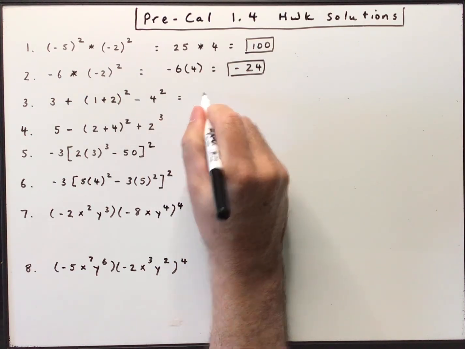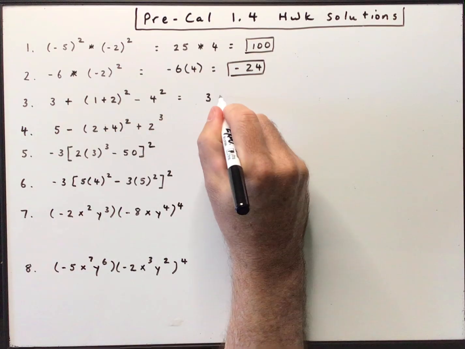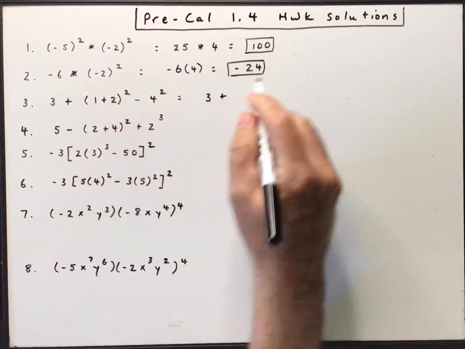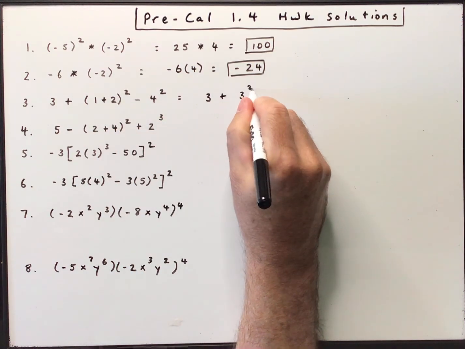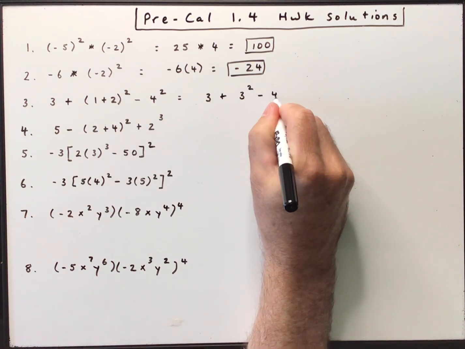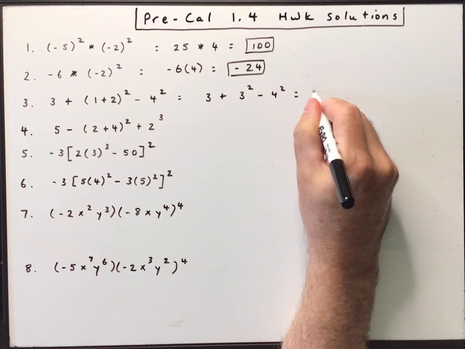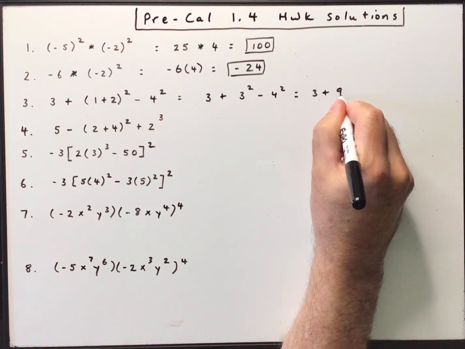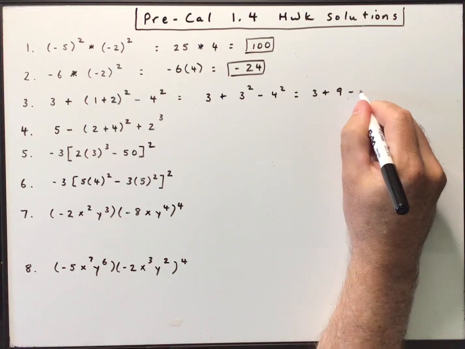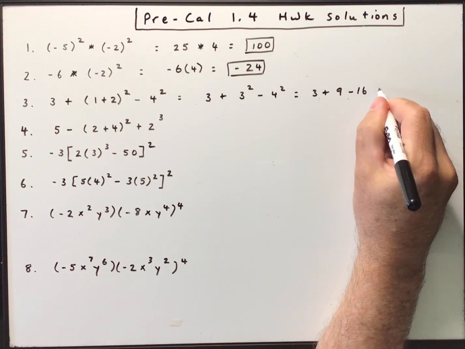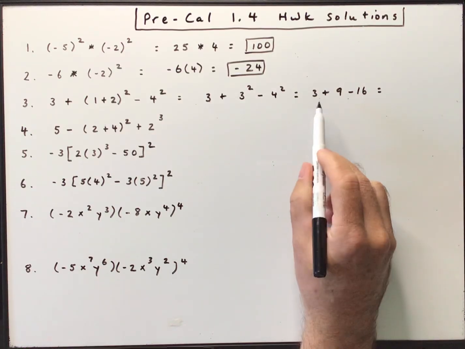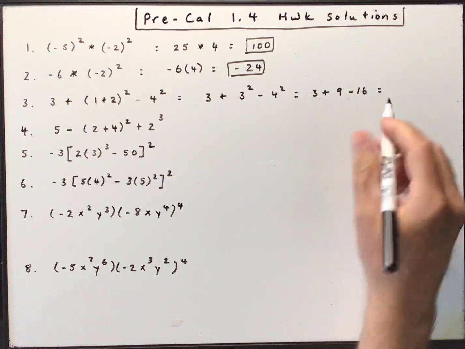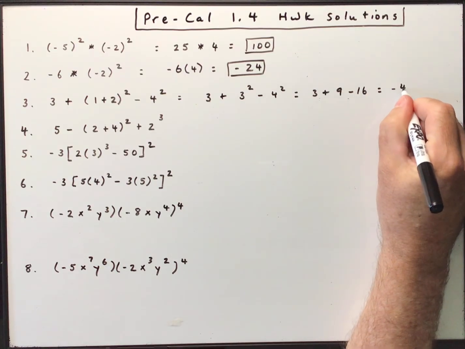Okay, so this is 3. I'm going to leave that alone for now. 3 plus 1 plus 2 is 3 squared, then minus 4 squared. That's going to be 3 plus 3 squared is 9. 4 squared is 16. So that would give you 12 minus 16, which is -4.